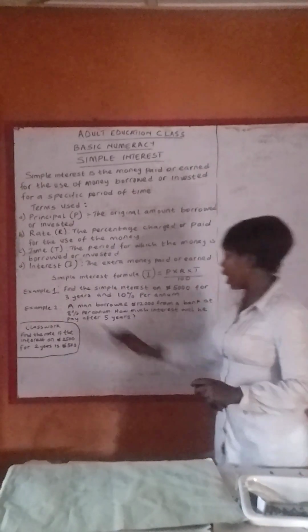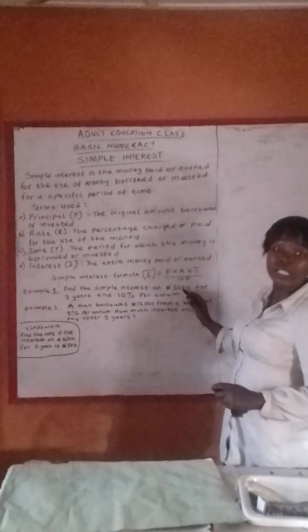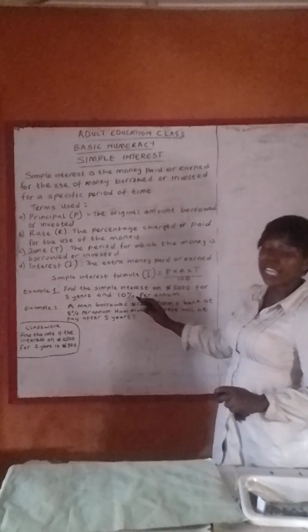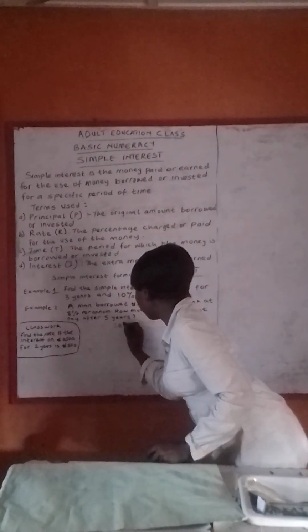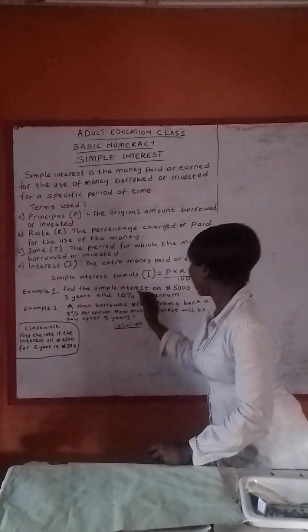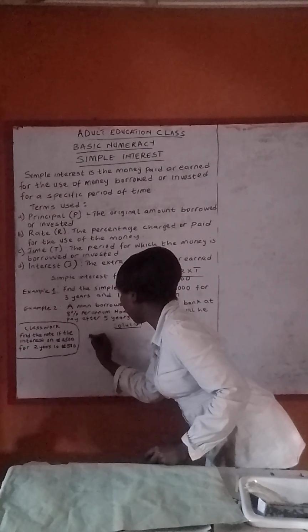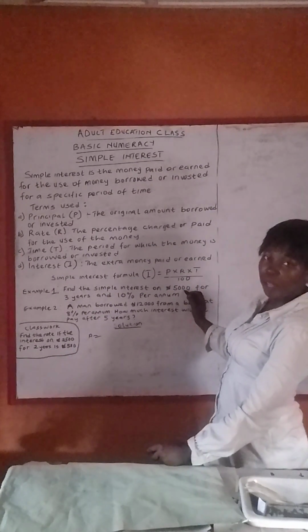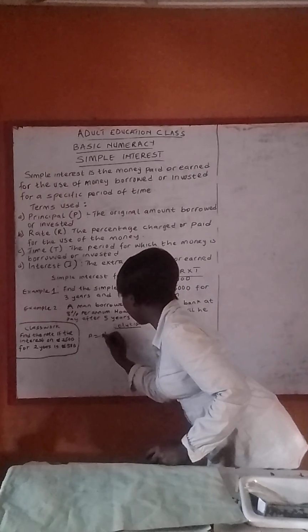Now, let's do this. Example 1. Find the simple interest on 5,000 naira for 3 years at 10% per annum. Without wasting time, let's try to solve it. Solution. They have said find the simple interest. P equals what? The P is the 5,000 naira. That is the original money being borrowed. And that is 5,000.